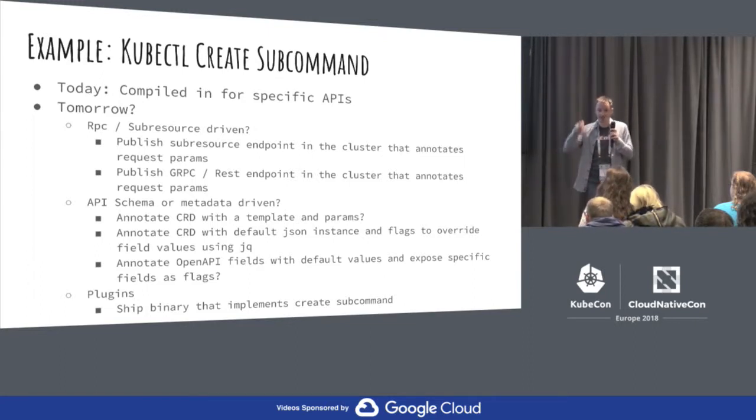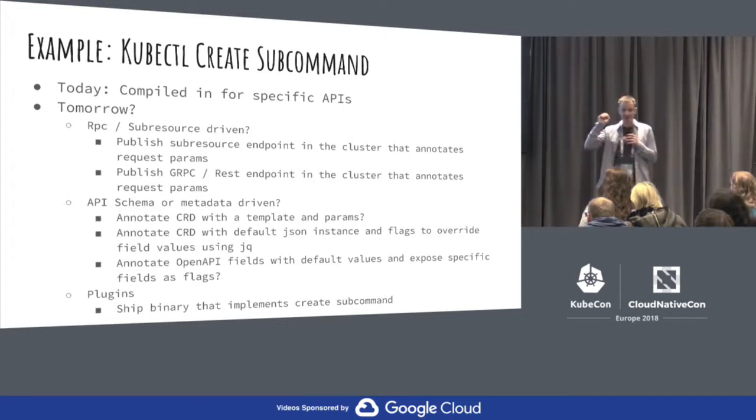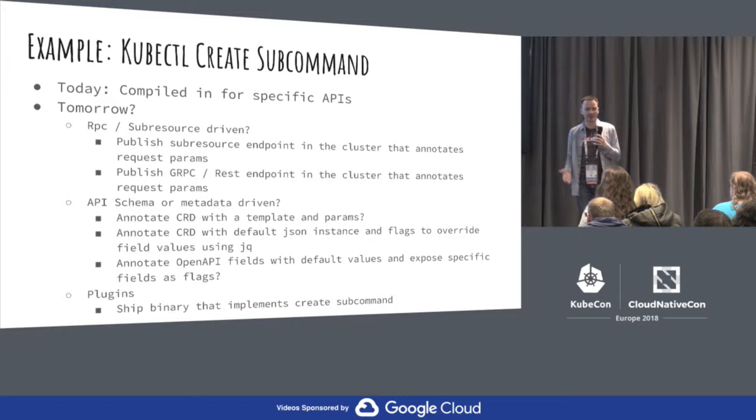We could attach it to, if deployment was a CRD, an annotation on the CRD. And then when kubectl starts up, it could say, okay, give me all the CRDs. I'm going to read off their annotations. Okay, here's the JSON for creating a deployment. So now if you say kubectl create deployment, I'm going to start with this JSON. If you don't give me anything else, I'm just going to create this deployment here that you showed me how to create.